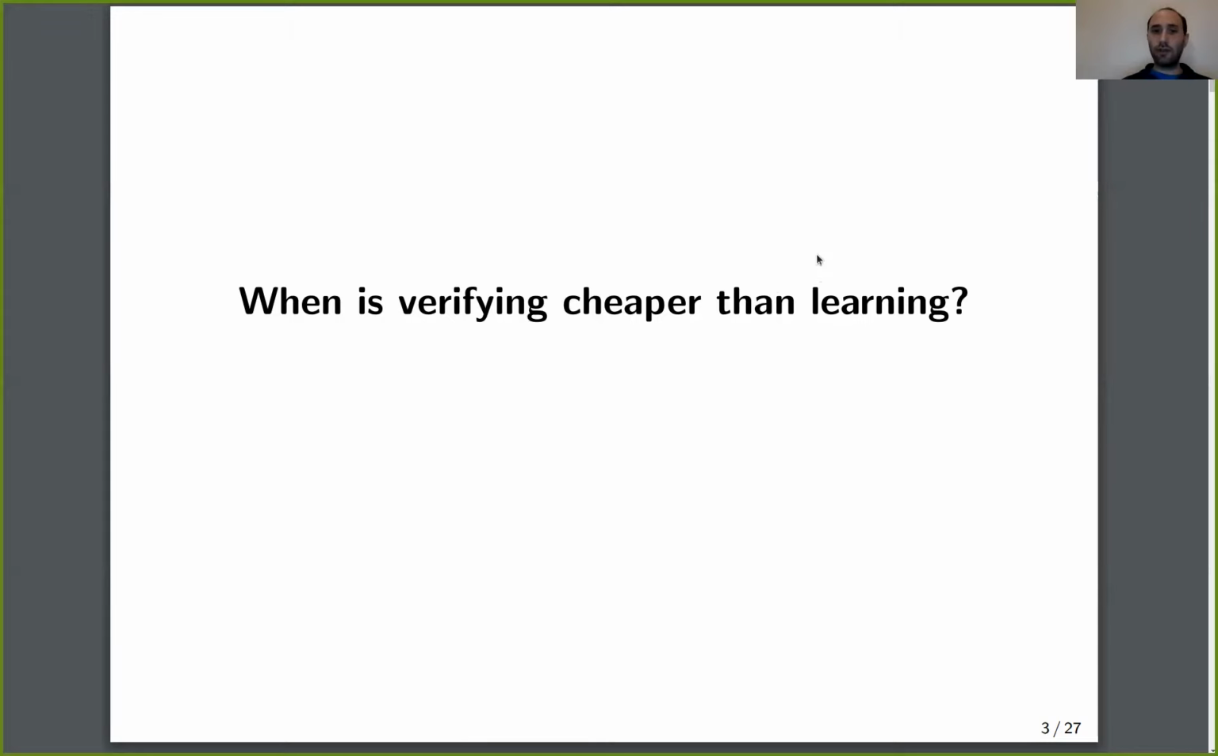So that's the question we considered. And of course, we're interested in knowing, are there cases like that? When is it easier to verify than it is to learn? How much easier is it, and so on.